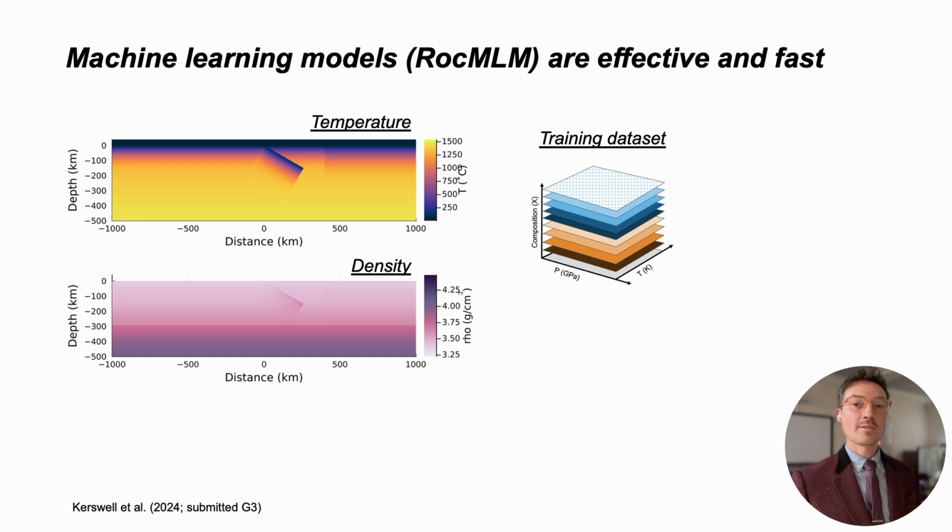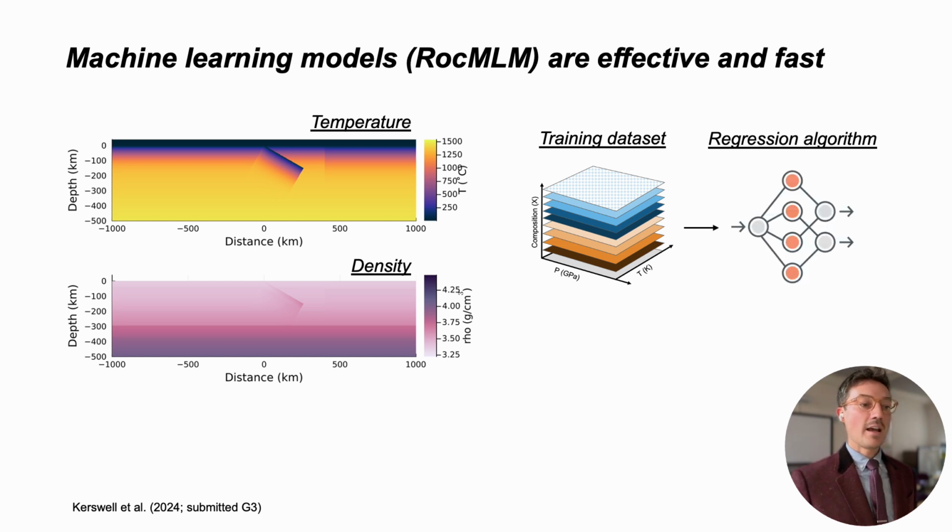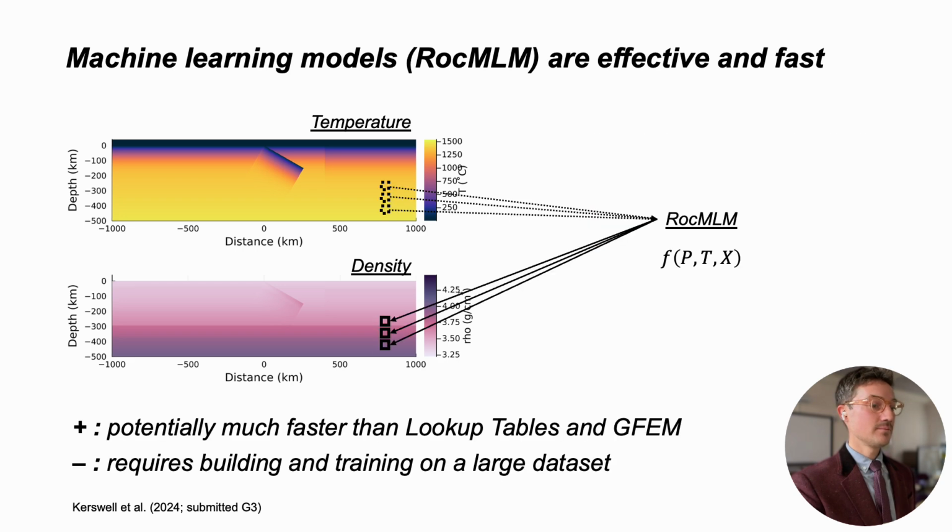So as an alternative to lookup tables and Gibbs free energy minimization approaches, we tested the practicality of using machine learning models. This approach has two components. The first is a large data set of thermodynamic calculations, and two, a regression algorithm that will learn patterns of rock properties from the training data set. In the end, you have a simple function that outputs an array of rock properties given a pressure, a temperature, and some value that represents the mantle's bulk composition.